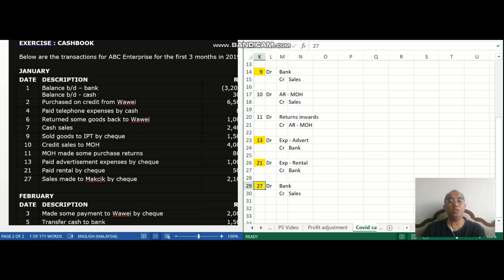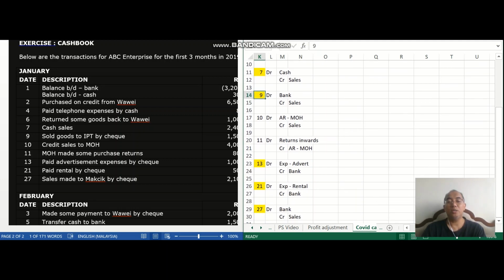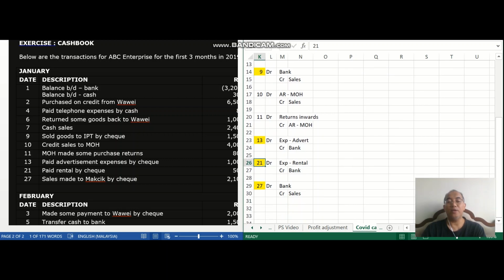So in January, there are about 1, 2, 3, 4, 5, and 6. Only 6 transactions that will go to January's cash book. Okay, I think we better do our cash book first before we proceed to February.